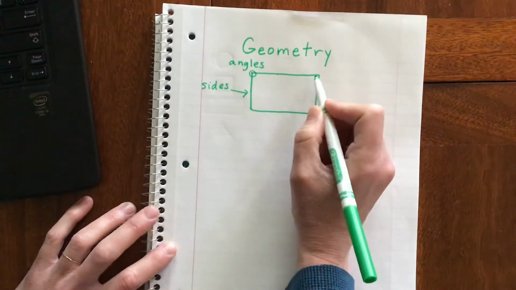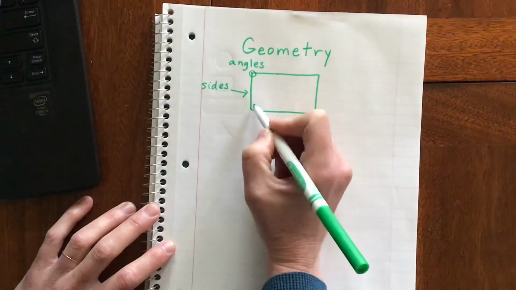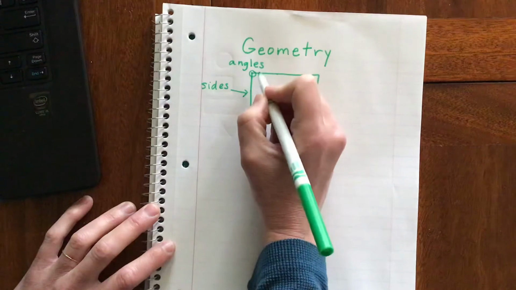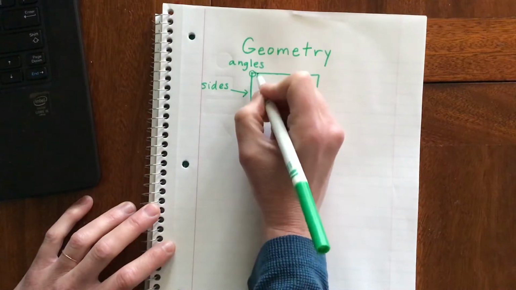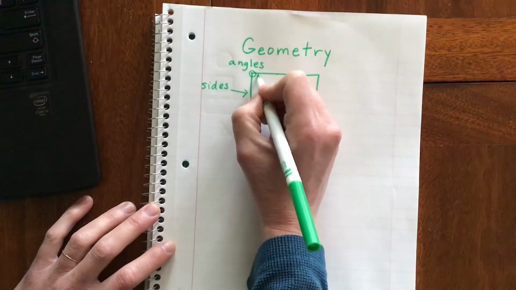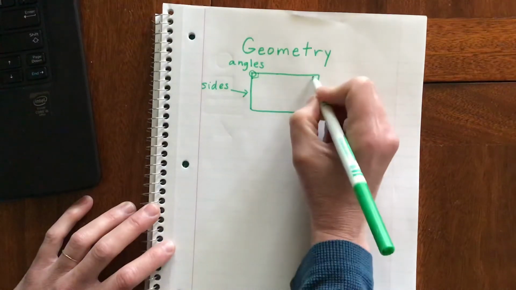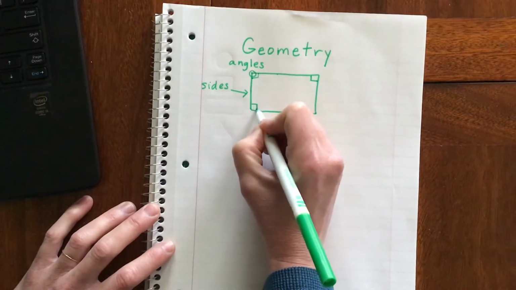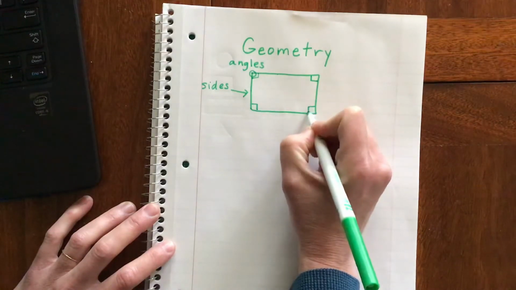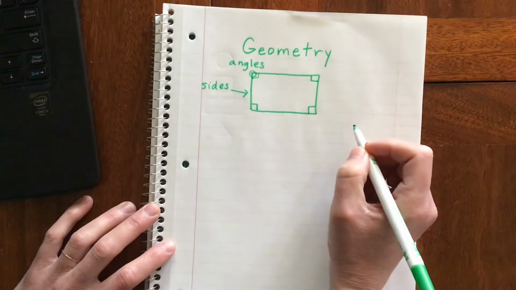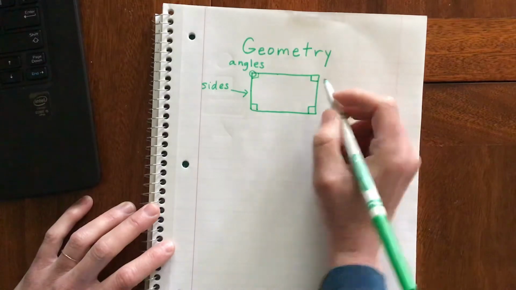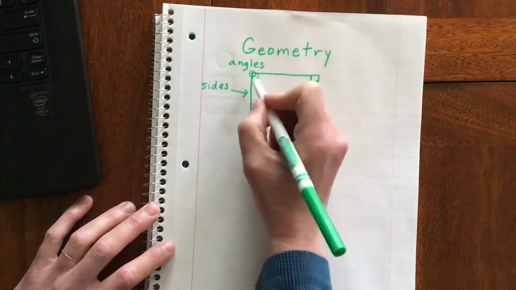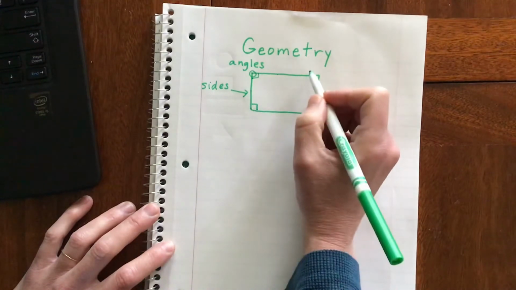And the angles on a rectangle are called right angles, which means they're 90 degrees, like perfect little squares. So to show that they're 90 degrees and perfect little squares, you can put these little boxes in to show that they're perfect. So those are 4 angles. So there's 4 sides and 4 angles.